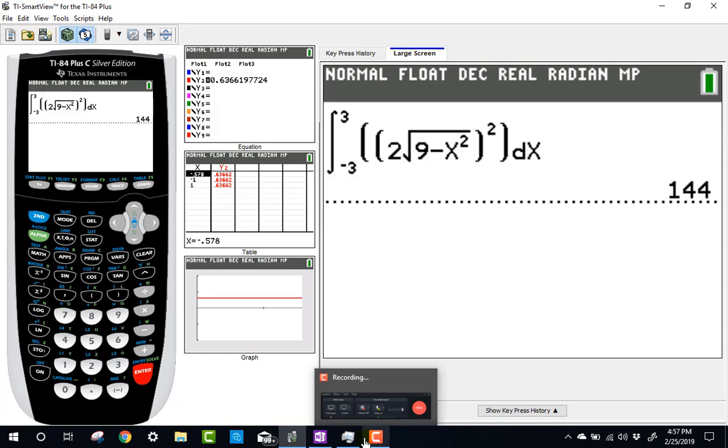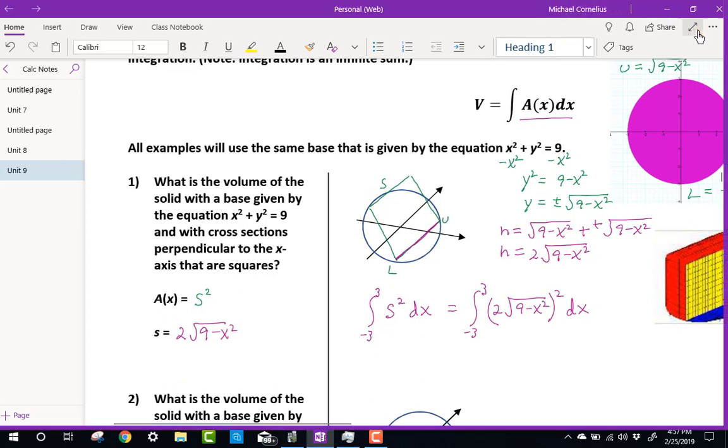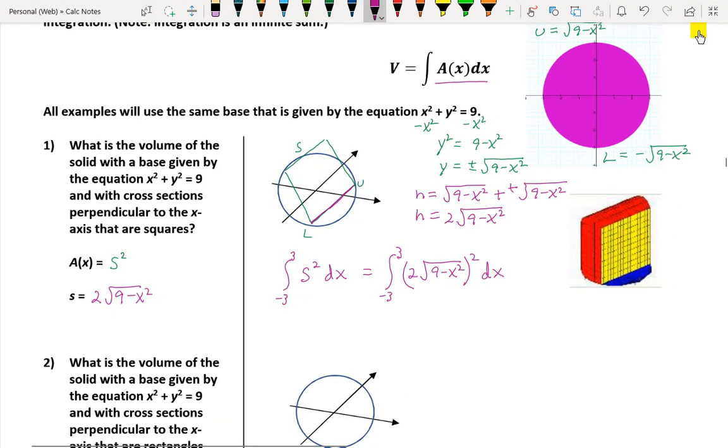If we pop all that in there, we end up with a volume of 144. Let me go back to my full screen here. What we've just found is that this is going to equal 144, and this is the volume of this shape here. So we're integrating an infinite number of squares to find the volume of that particular shape.